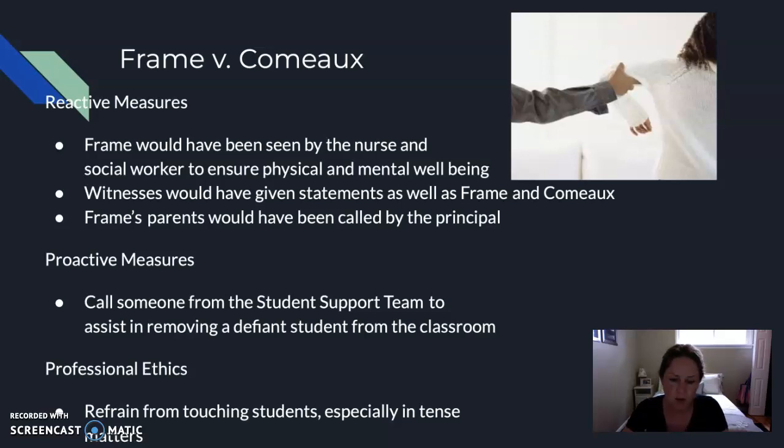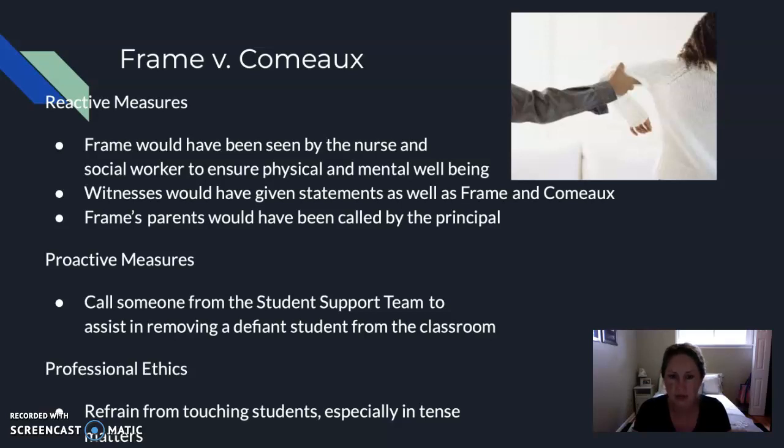Frame's actions were apparently sufficient to provoke the teacher to forcefully remove Frame from the classroom. Moreover, the court found it was necessary for the teacher to remove Frame not only to maintain order, but also to facilitate the learning process. So, some reactive measures: if this were to have taken place at my current school, Frame would have been seen by the nurse and social worker to ensure physical and mental well-being.